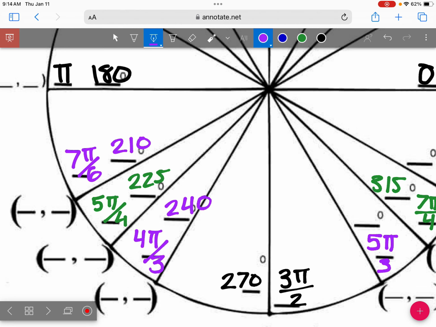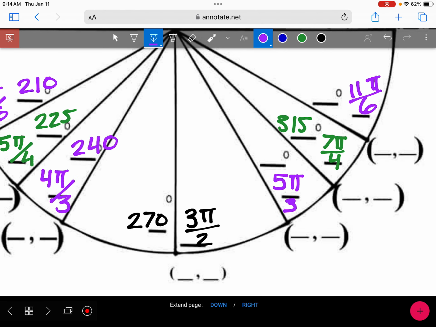240. 270. Yay, checkpoint. 300. 330. And then 360, which is the same as 0. Yay, checkpoint.